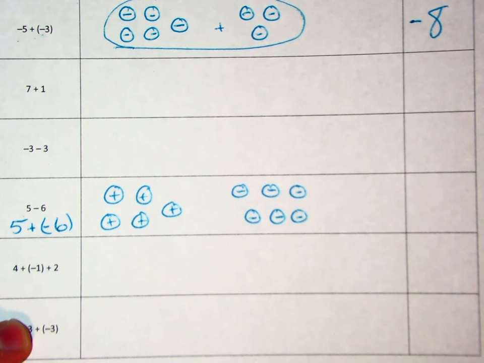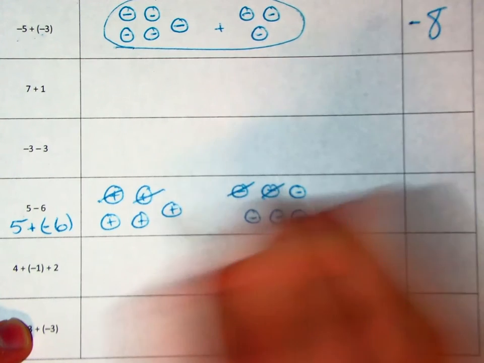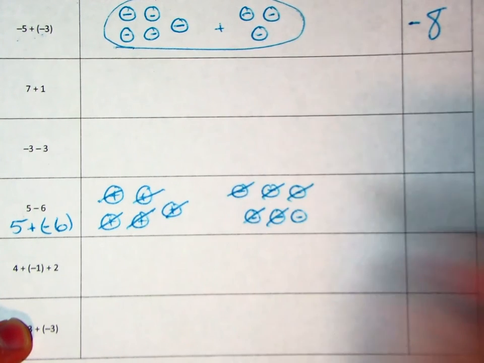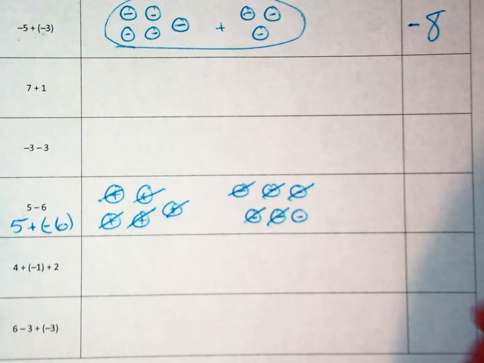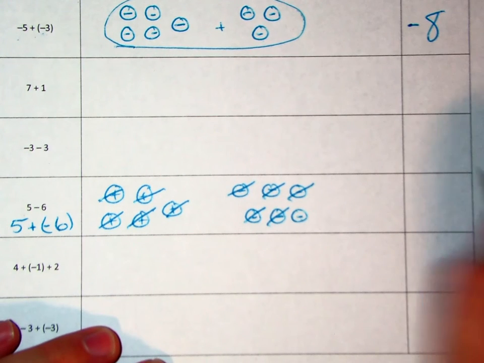Now I will cancel out my zero pairs, so 1 positive for every negative. And my solution is the remaining chip. So I have 1 remaining negative chip. So my solution is -1.